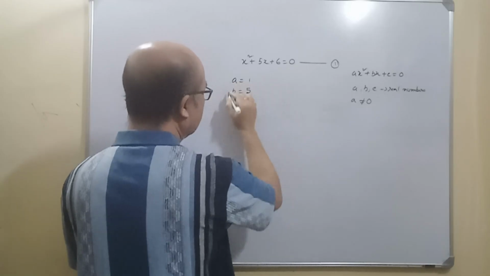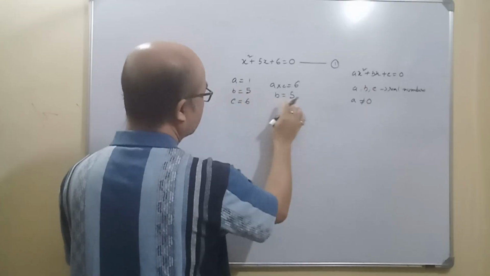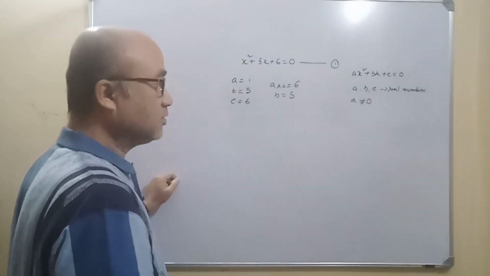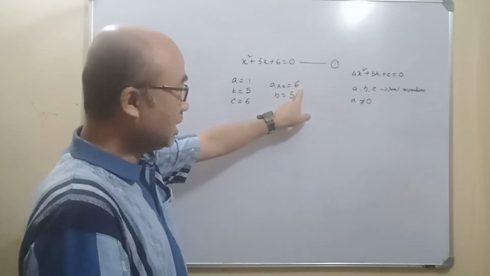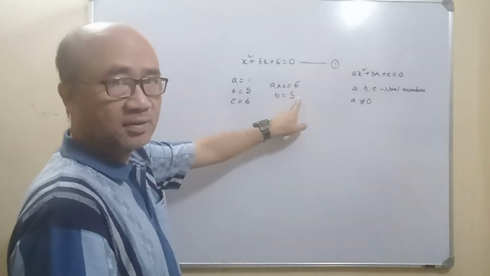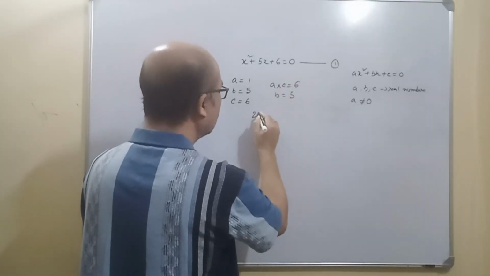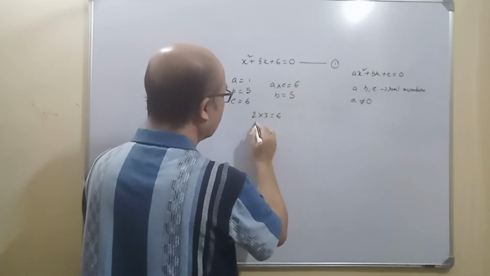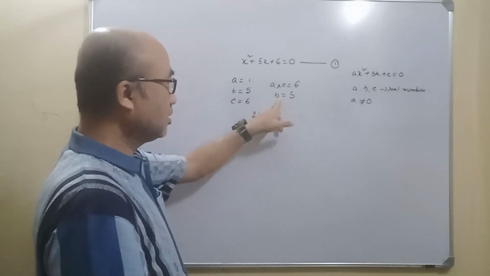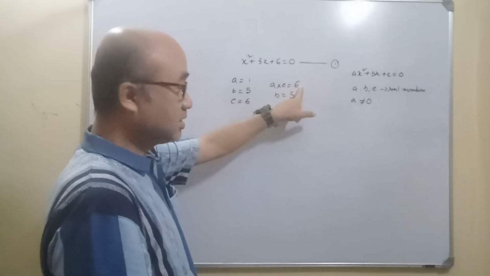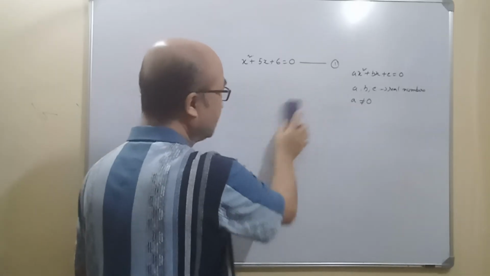Now 1 into c, a into c, is 6, and b is 5. Now we need to find any two numbers whose product is 6 and whose summation is 5. We see that 2 into 3 is 6 and 2 plus 3 is 5. So we get 2 and 3, which satisfies this condition that the product must be 6 and summation must be 5. So we have 2 and 3 as the numbers.